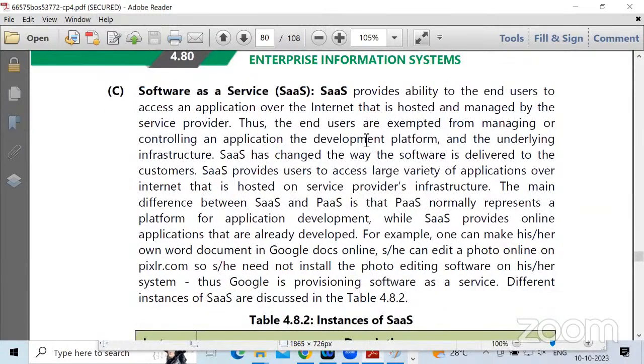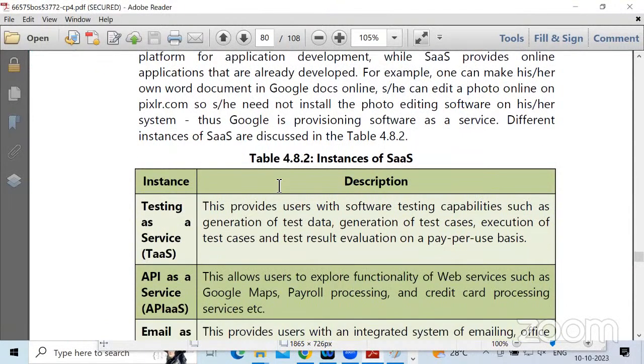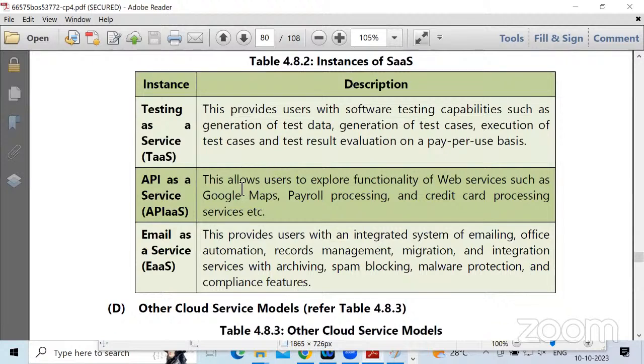The last one is software. It is giving the ability to the end users to access an application over the internet, hosted and managed by the service providers. For example, you want to have Tally. Tally you need not develop, simply go to the net and access it. That's all. Now, an instance of software as a service.